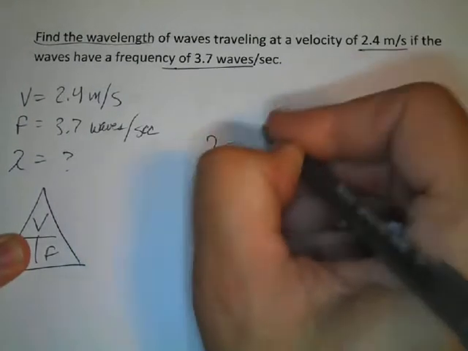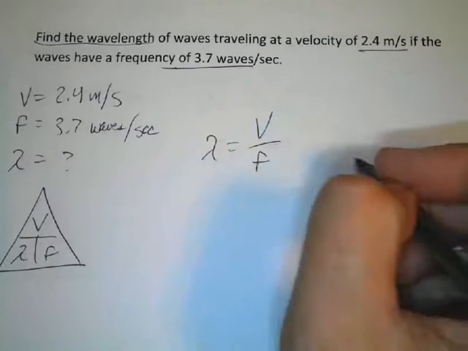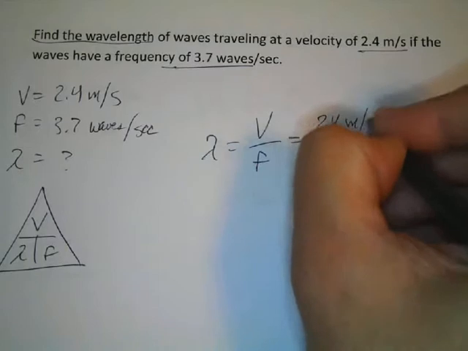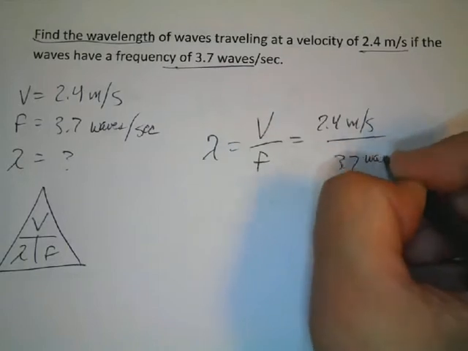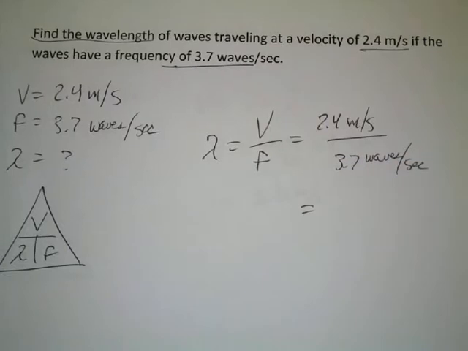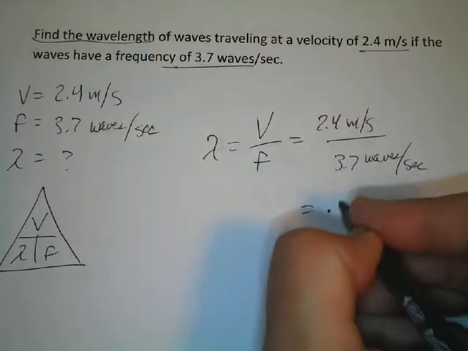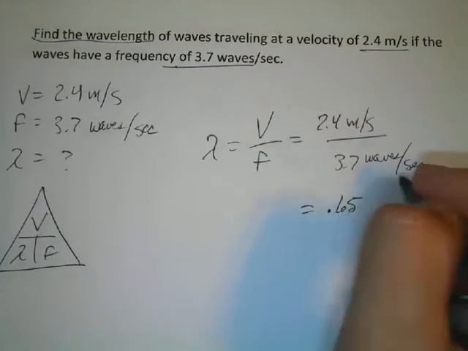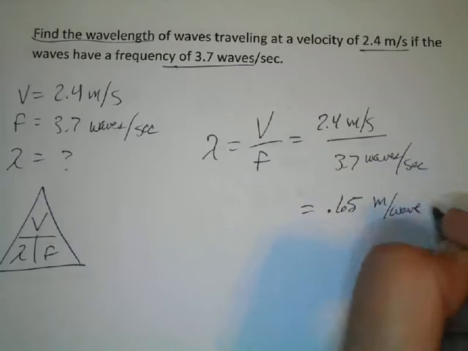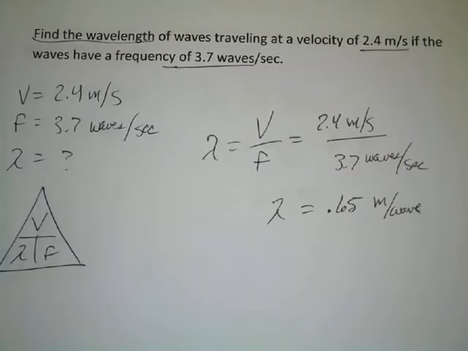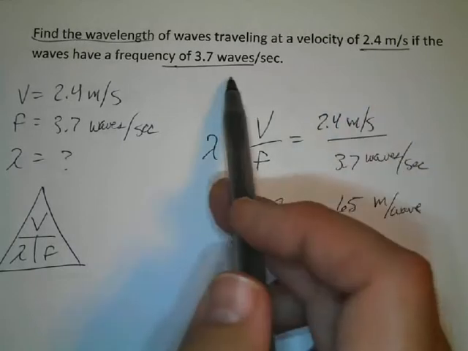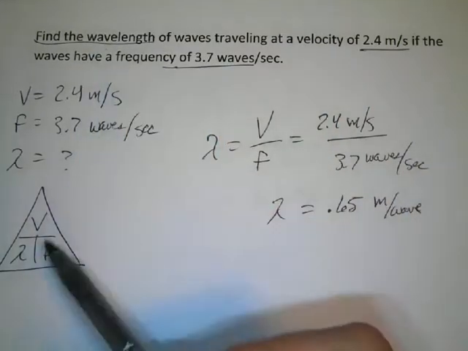So I plug in my numbers, 2.4 meters per second over 3.7 waves per second. Do the math, and I end up with 0.65 meters per wave. So each of those waves is a little more than half a meter long. Find what you're given, find what you need, get the equation, plug it in. Straightforward problems.